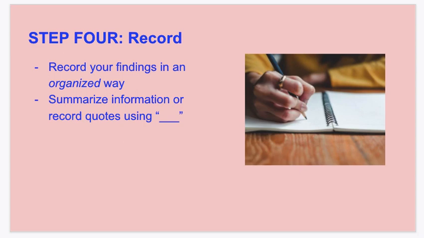Step 4 is record. As you are conducting your research, record your findings. Write down the information in an organized way. Summarize information as you write it down. That means to put it in your own words. Or you can write direct quotes from sources and put them in quotation marks.